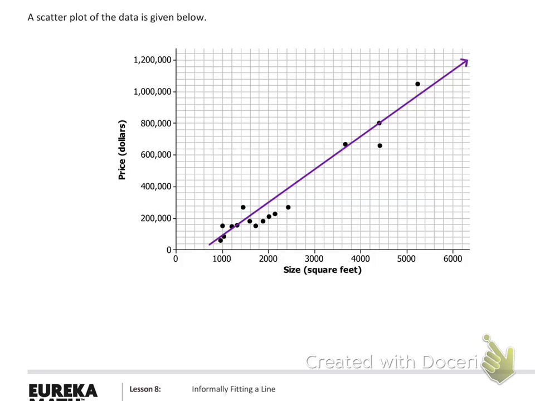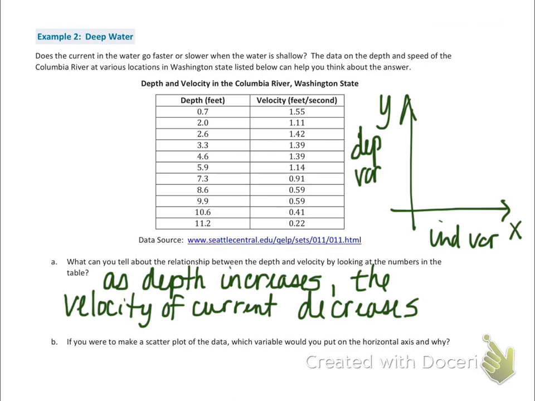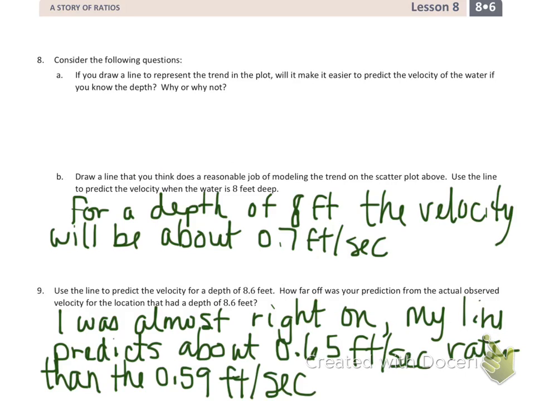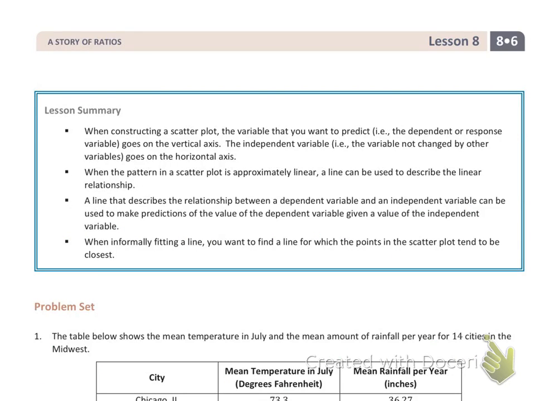And let's get the other one. That's the same one. And this one, the velocity of the river depends on the depth. The depth was what we decided would be the independent variable, the thing that we get to choose, and the velocity is what we're predicting from that. Okay, so let's take a quick look at the lesson summary.